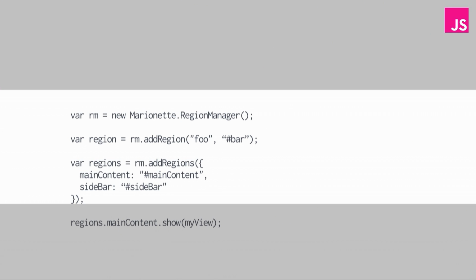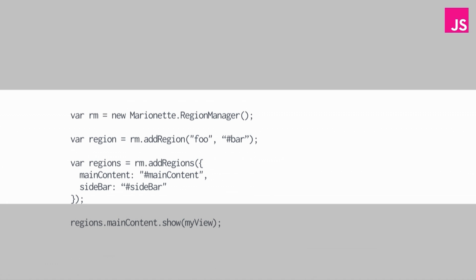Hands up for people who've heard of Marionette? A few, great, okay. So the way that it solves this problem is it has a region manager, and you can register a region called foo and tie that to an element bar, and it's going to return a region object. Or you can do the shorthand and define them all at once. So here I've got main content region and a sidebar.